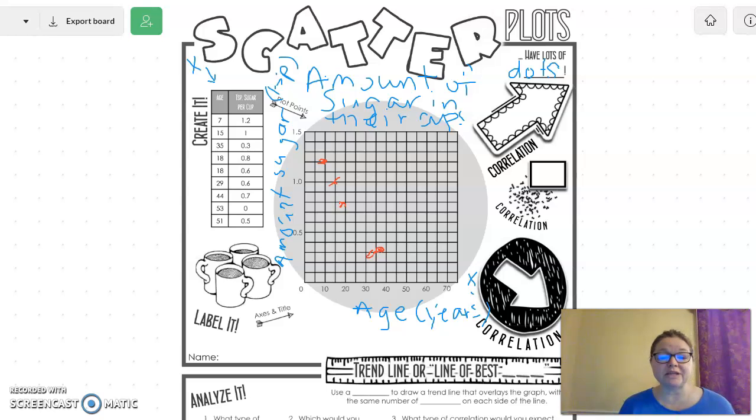Somebody else who was 18 used only 6/10 of a teaspoon, so they were down a little bit. Let's get a little bigger dot. We've got 29 and 6/10. That's almost 30, and right on the same horizontal line. Okay, 44 and 7/10, right about here. Apologies if it's not exact, guys.